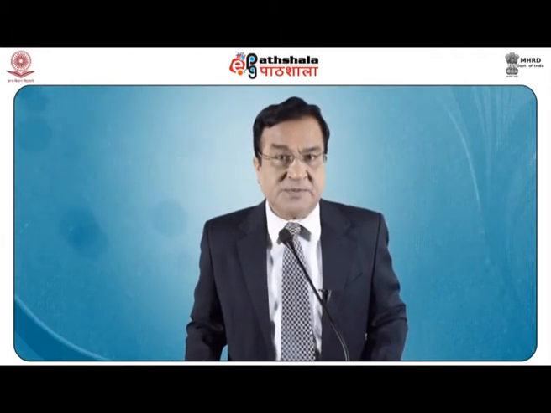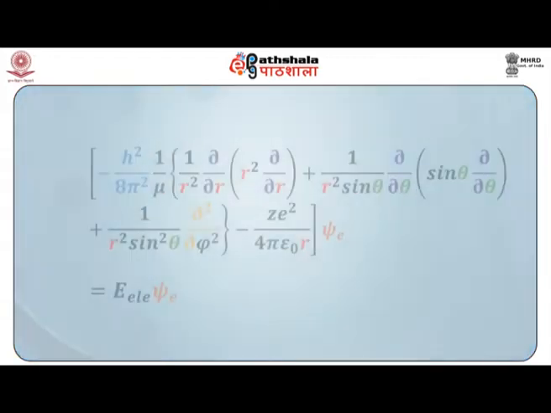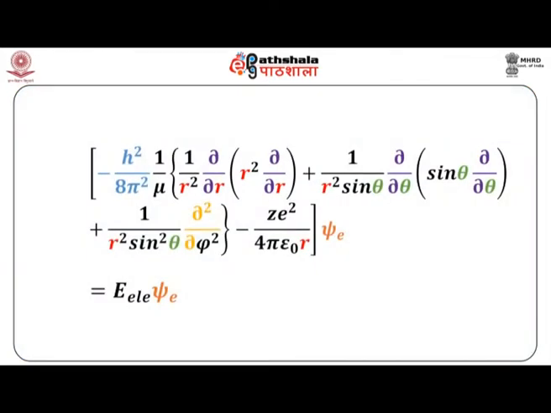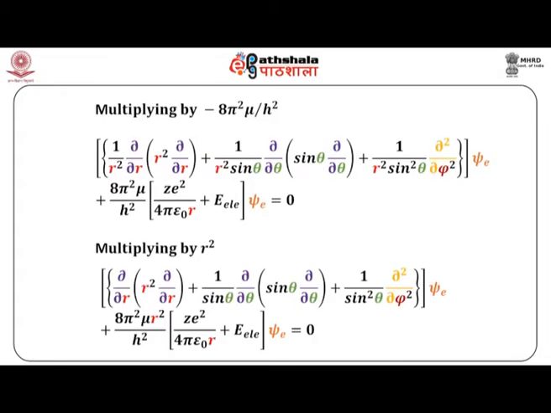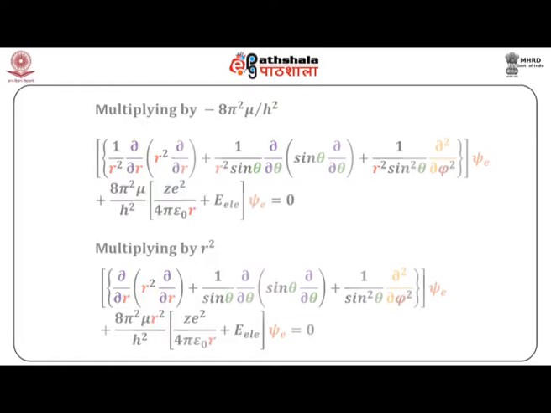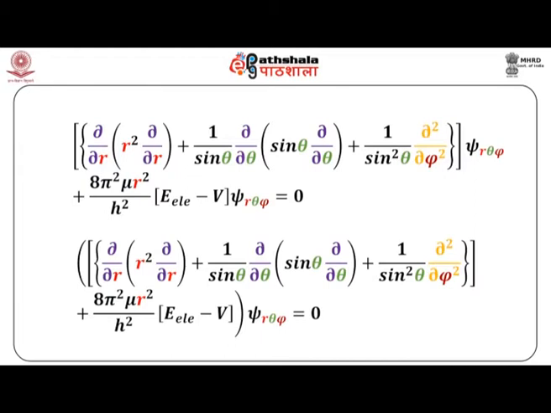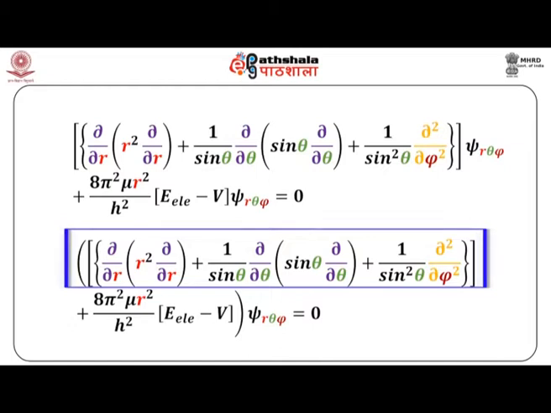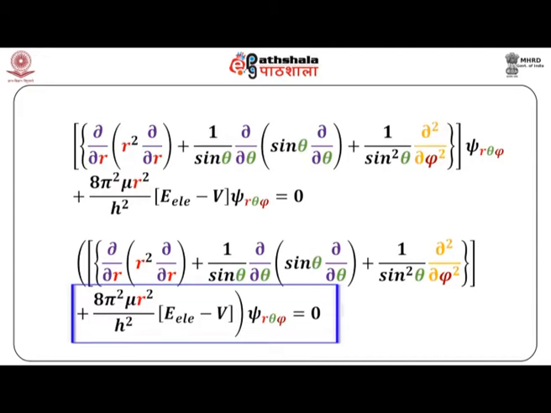Now if we make this substitution in our electronic Schrodinger equation, we do some manipulations as you can see here, try to simplify it, and this simplification ultimately leads us to this equation. Here you can see the first part is basically representing r, theta and phi components, and then we have 8 pi square mu r square upon h square. In parentheses we have E electronic minus V.